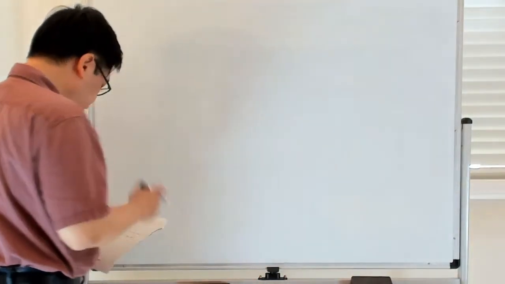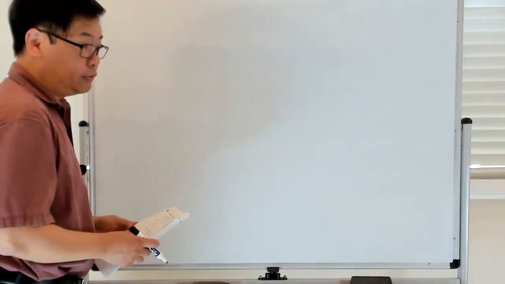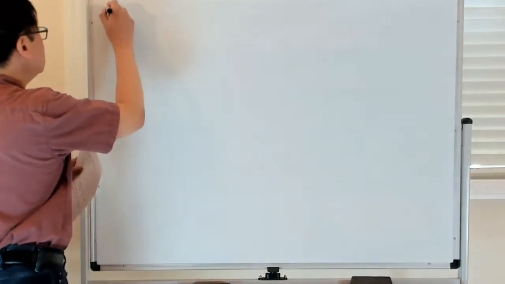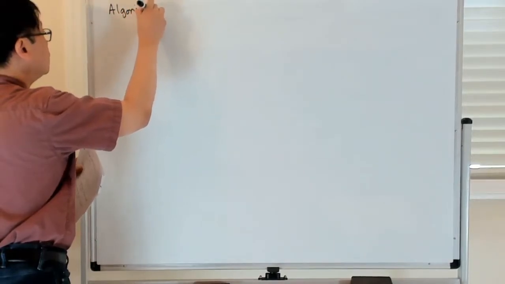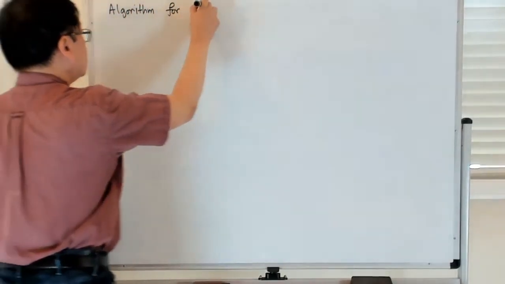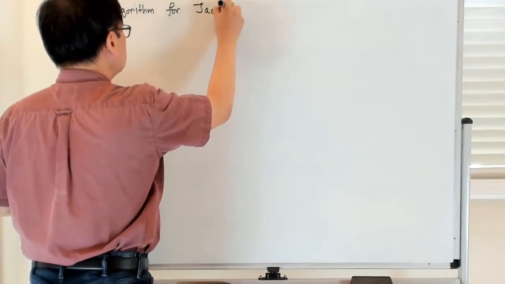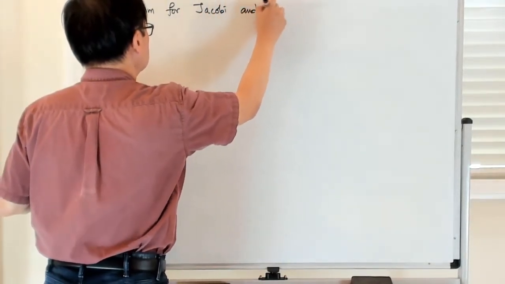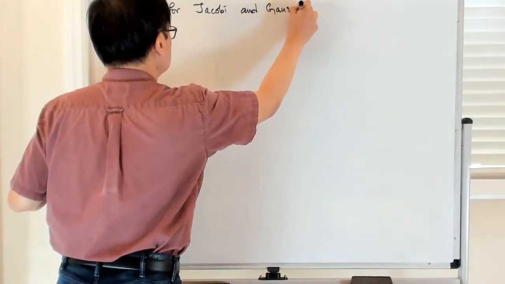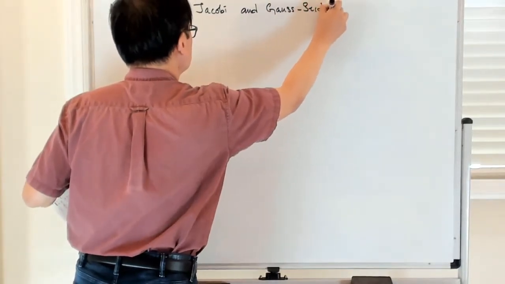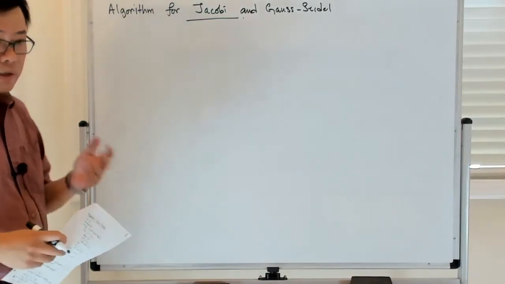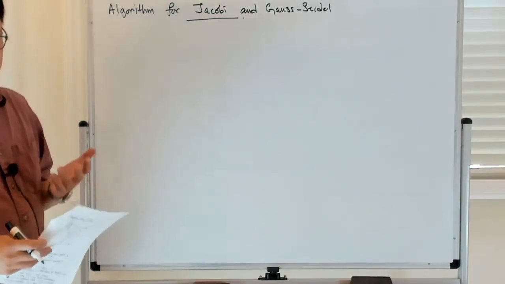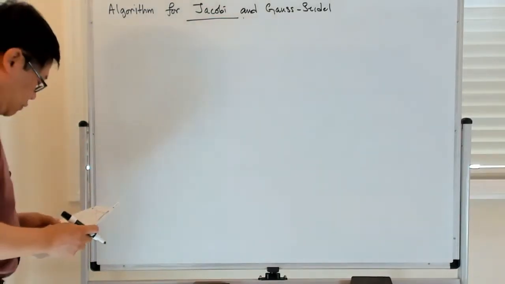All right, so now we're going to sketch the algorithm for both Jacobi and Gauss-Seidel. The reason why I'm going to discuss them together is because the code for it is essentially the same except for a slight tweak in one position.